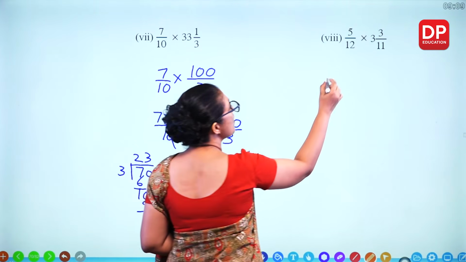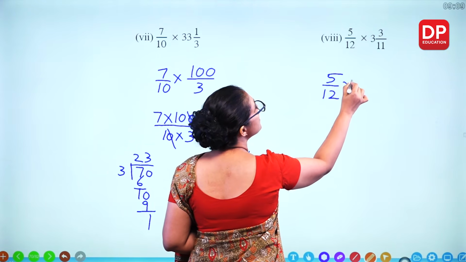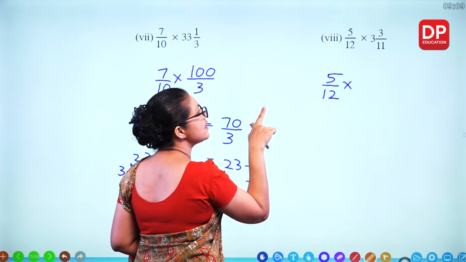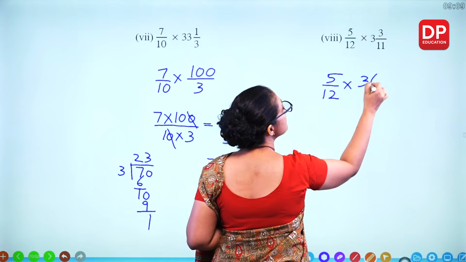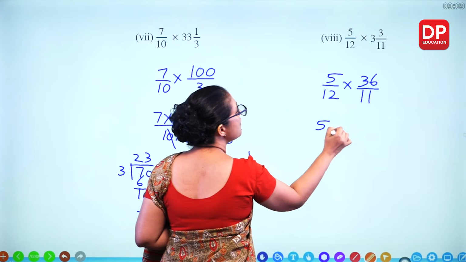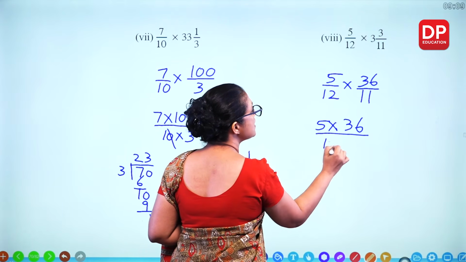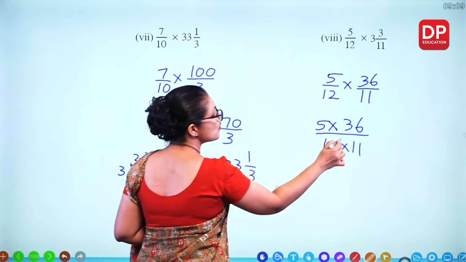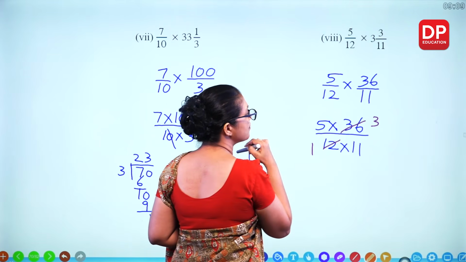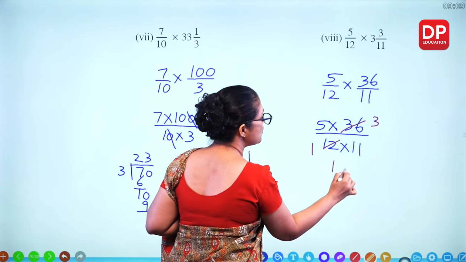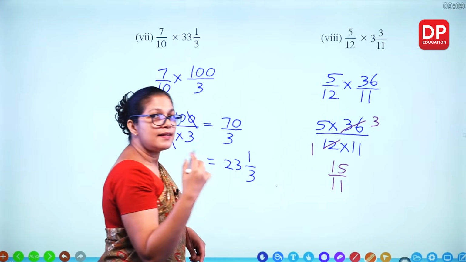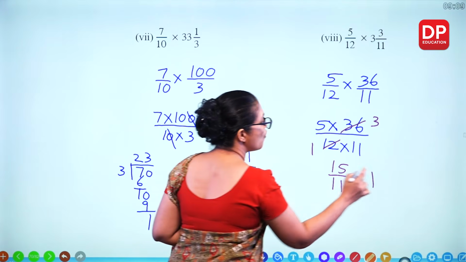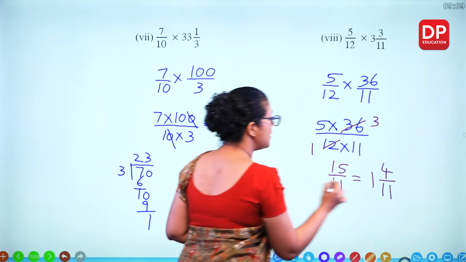This one, 5/12 multiplied by the improper fraction here. 11 times 3, 33. 33 plus 3, 36. Now multiply the numerator separately and the denominator separately. Can you simplify? 12 times 1, 12 times 3. So 5 times 3, 15/11. This is an improper fraction. So you get 1. So 4 remaining. So 4/11.